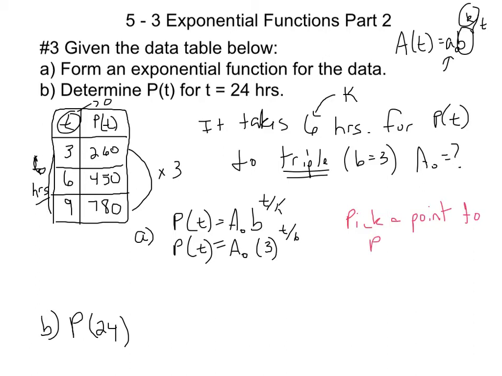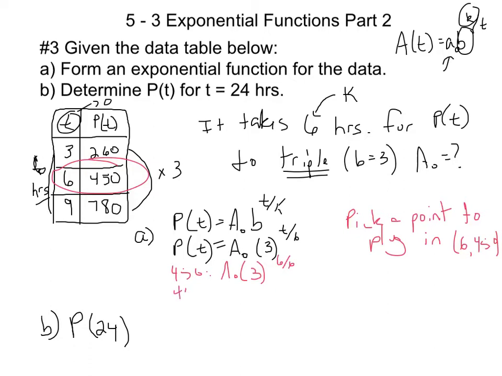I'm going to pick a point to plug in. Write this down. That way you remember when you're doing your homework, because you have one just like this. The point I'm going to use is the middle guy. The 6, the 450. Don't necessarily have to use him. That's what I'm going to use. So my P of t is 450. My A naught, I don't know. But my t was 6. So this is really 6 over 6.